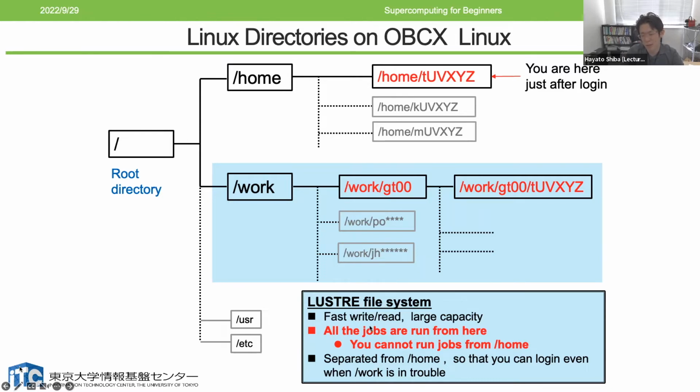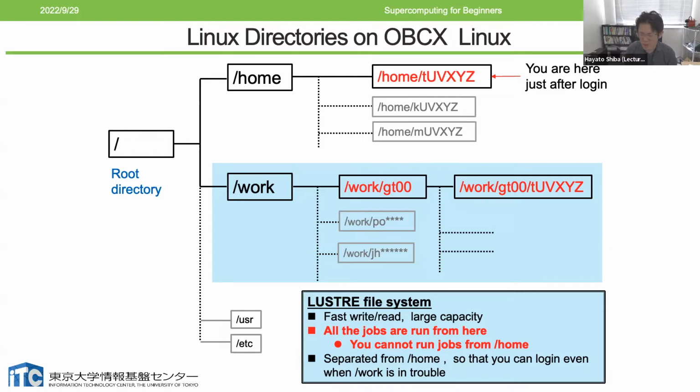I think I have already explained that the Lustre storage system realizes fast write and read, and it has a very large capacity of larger than 10 petabytes. And the most important thing is that all the jobs should be run from here, the work directory. You cannot run your jobs, nor can you submit your jobs, from the home directory. This is a special thing.